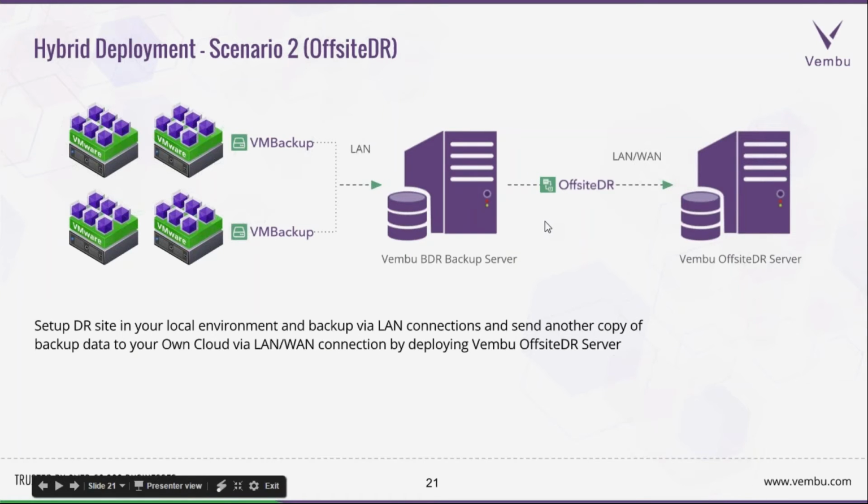Alternatively, instead of using Vembu Cloud, you can also replicate the data to your own offsite data center, which could be a private cloud or SAN NAS storage, where you'll have the replicated copy transferred, so that in case of a disaster on the local BDR server, you can perform direct DR from the offsite DR server. So this is another deployment scenario with Vembu BDR.